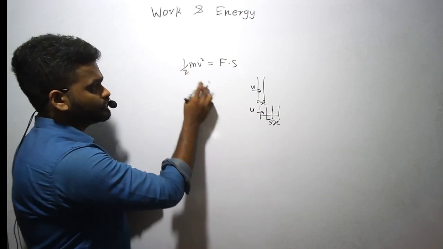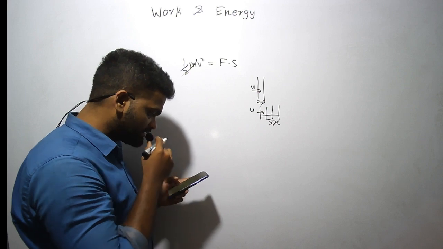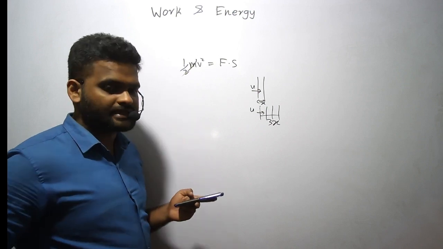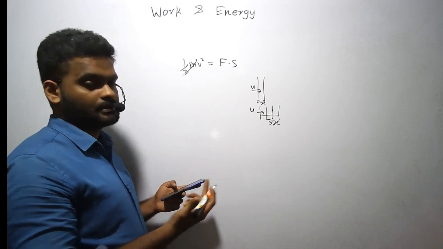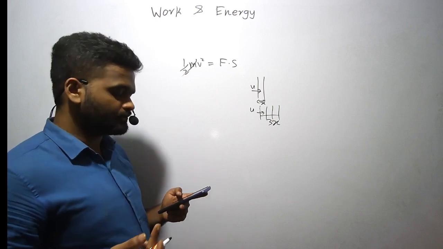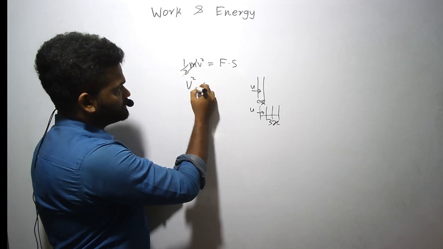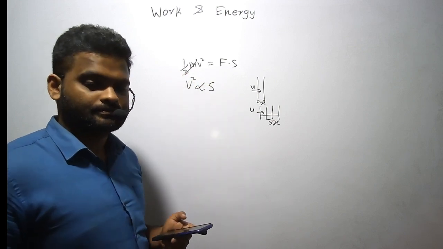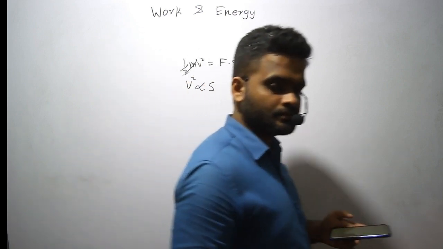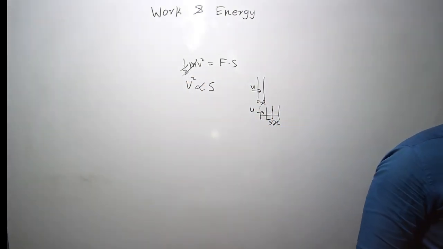So here also the mass of the bullet does not change. Resistive force is the same, right? They don't say anything about a different plank, so we have the same resistive force. Actually, it should be mentioned that the resistive force is constant. So v squared is proportional to s. This is the equation you have to use. v squared is proportional to s.